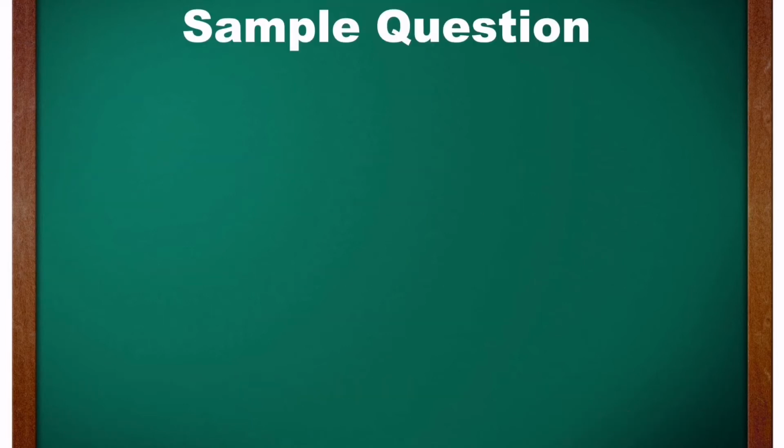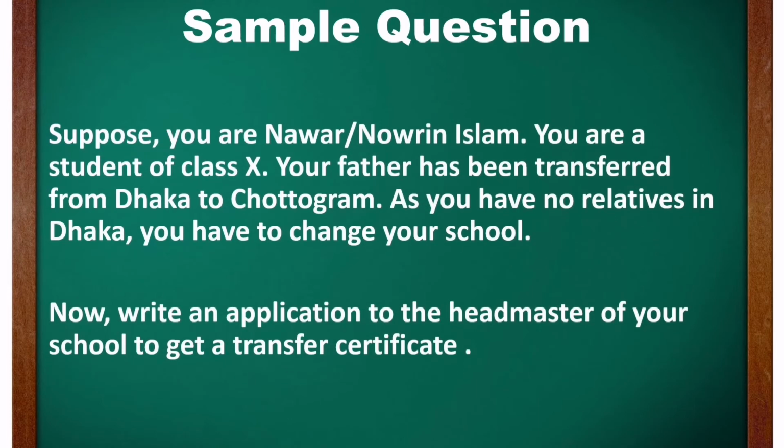Now, let's read a sample question. Suppose you are Nawar or Noreen Islam. You are a student of class 10. Your father has been transferred from Dhaka to Chattogram. As you have no relatives in Dhaka, you have to change your school. Now write an application to the headmaster of your school to get a transfer certificate.